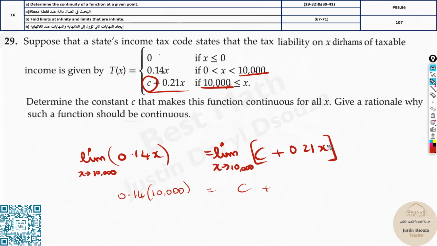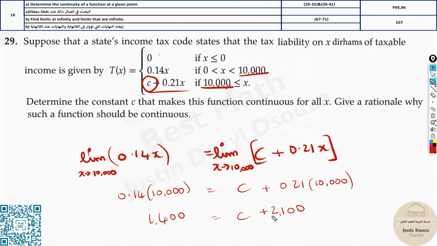Plus, but here there is an x term. So you substitute the x term, right? So 0.21, and now instead of x, what do you multiply it with? 10,000. So now you can just simplify this. Since it's the writing part, I'm not going to use calculators here. Let's just directly do it. It's 0.14. When you multiply it with 10,000, it'll be 1,400. So 2 decimal places, so just take 2 zeros and 2 zeros remain. And over here also it is C plus, it'll be 2,100.